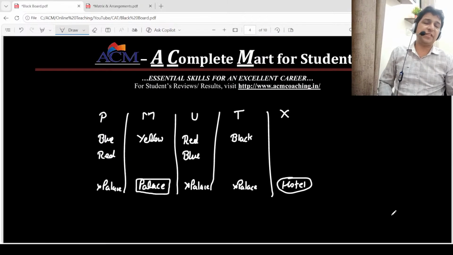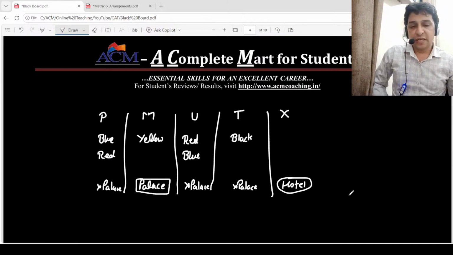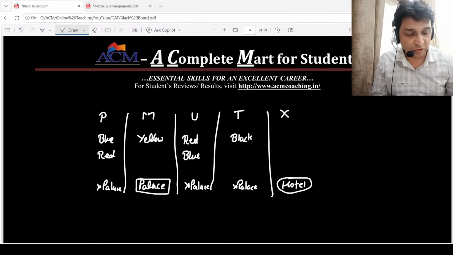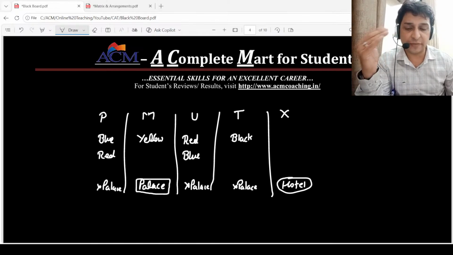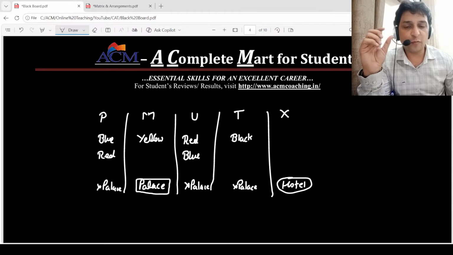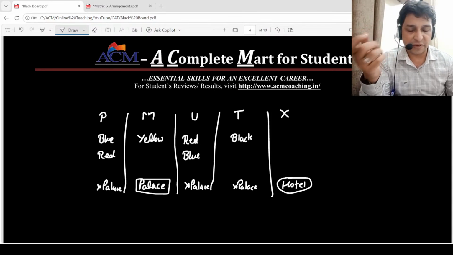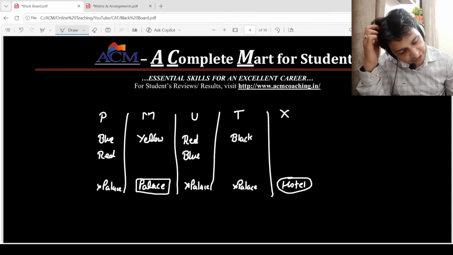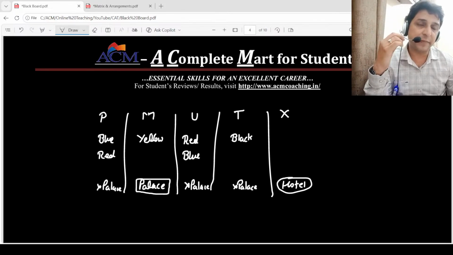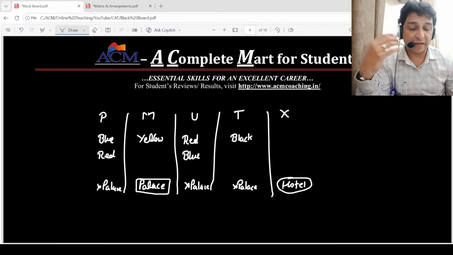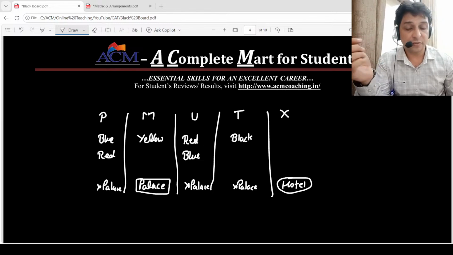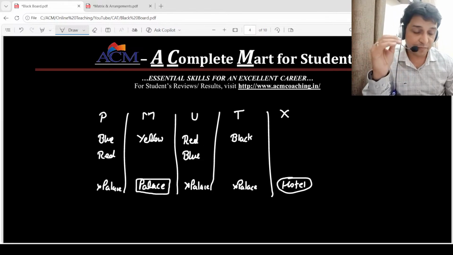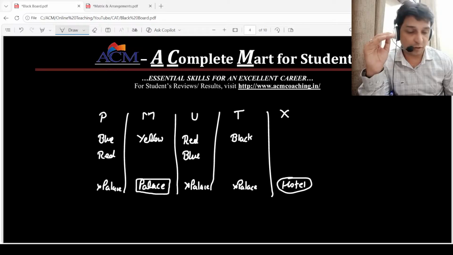So from this topic, if we see in the past, CAT and XAT both are taking the question. The questions which come in CAT are usually one question out of the puzzle, and for XAT, the questions which come have multiple questions. So from the point of view of XAT, this topic is very, very important.